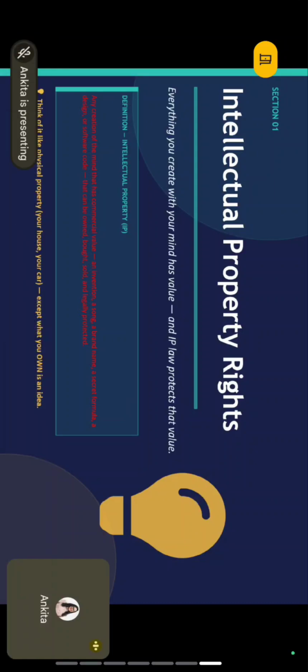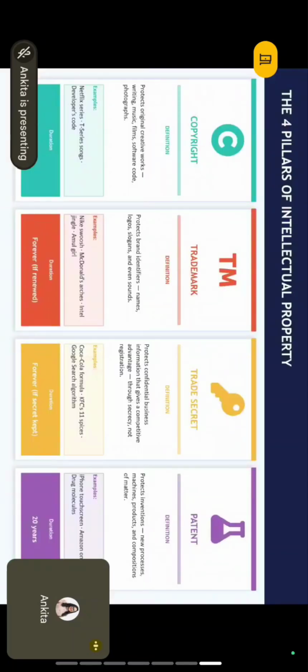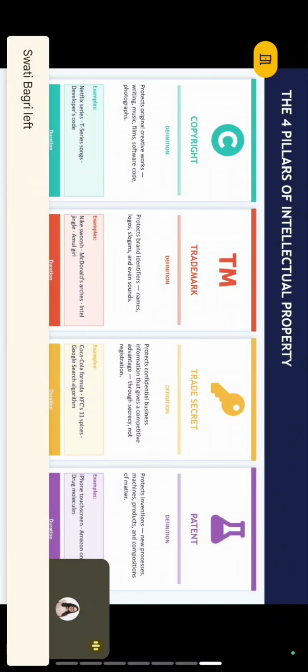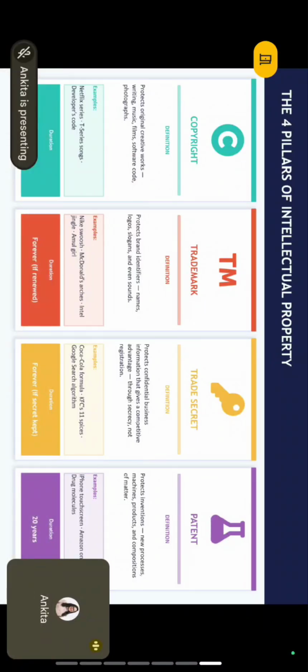And here, IP is not one single thing. It is a family of 4 different types of protections. So let's meet each one with examples that you already know from daily life. So these are the 4 pillars of intellectual property. The first one is copyright.